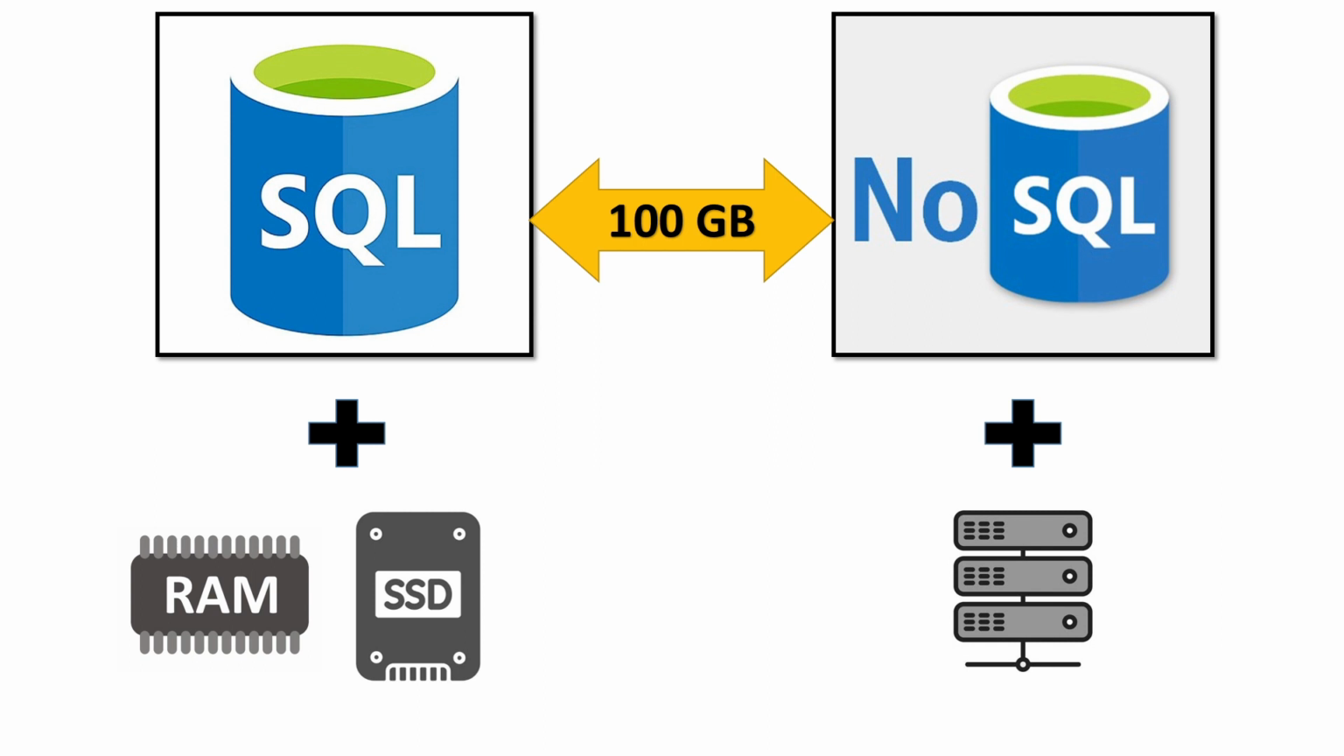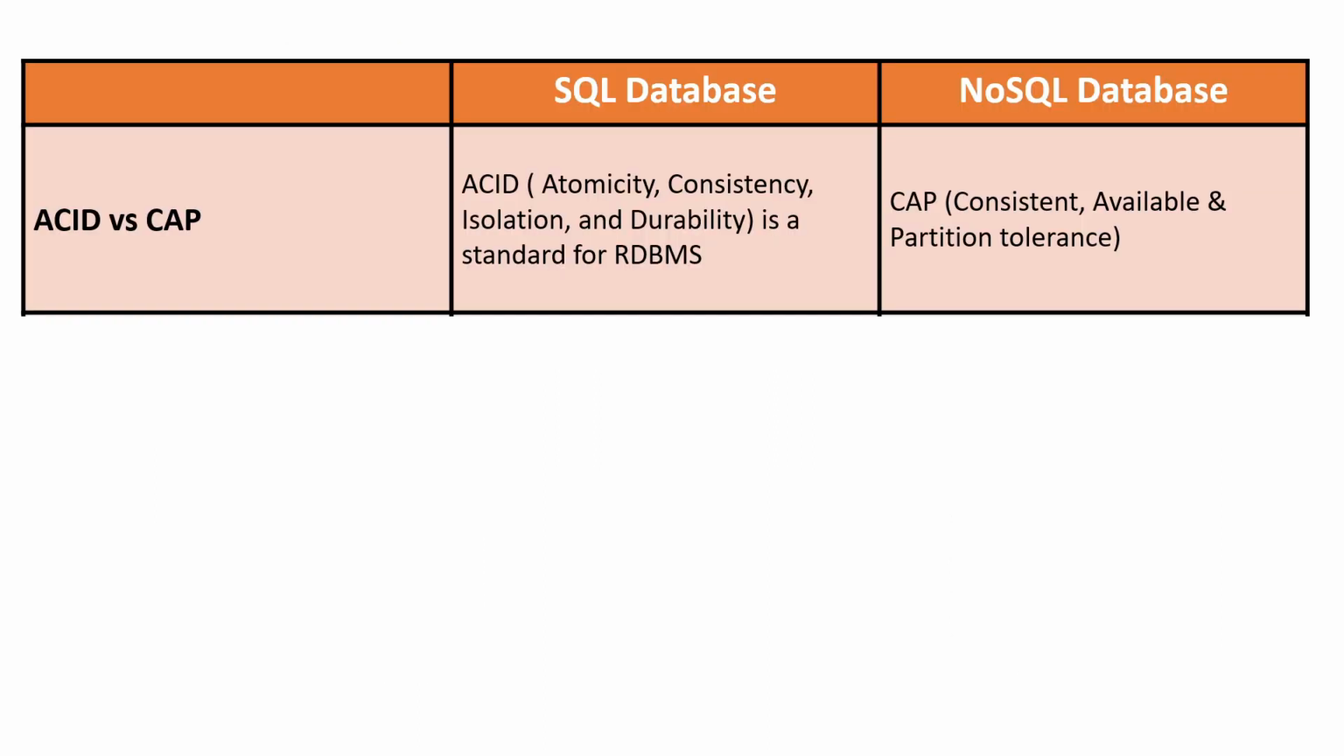Now let's see our next difference. SQL databases follow the ACID properties, which are atomicity, consistency, isolation and durability, while NoSQL databases work on the CAP theorem, which is consistency, availability and partition tolerance.